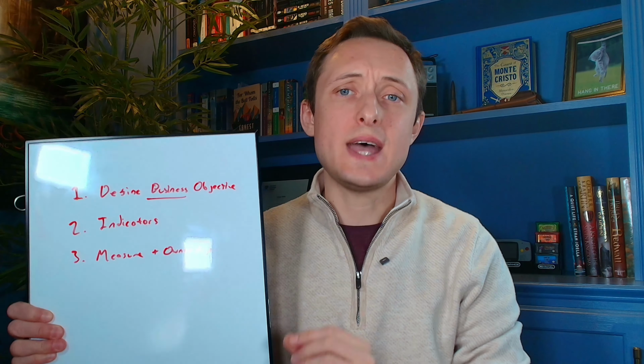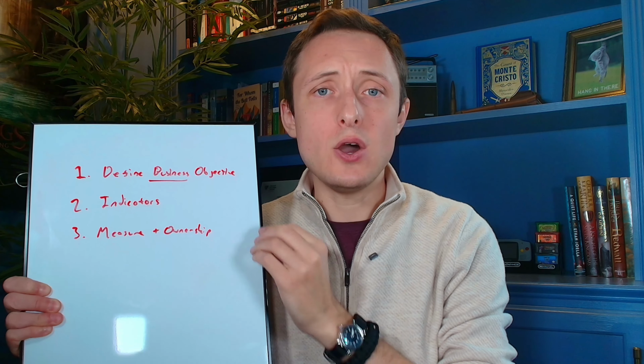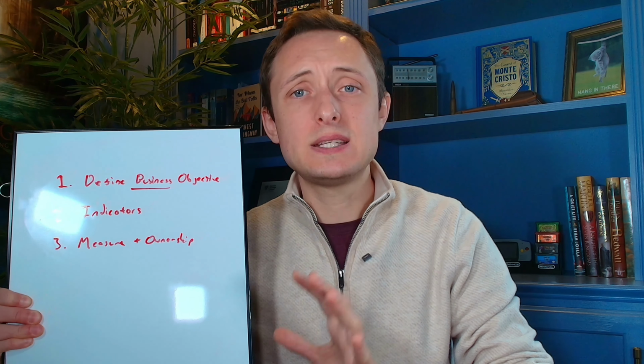The third step is to make them measurable and owned. A KPI has to have a few key things. It needs a formula, a data source, an update frequency, and an owner, the person or the team that's responsible for tracking and improving it. Because without that ownership, the KPIs are just going to sit in dashboards and collect dust.